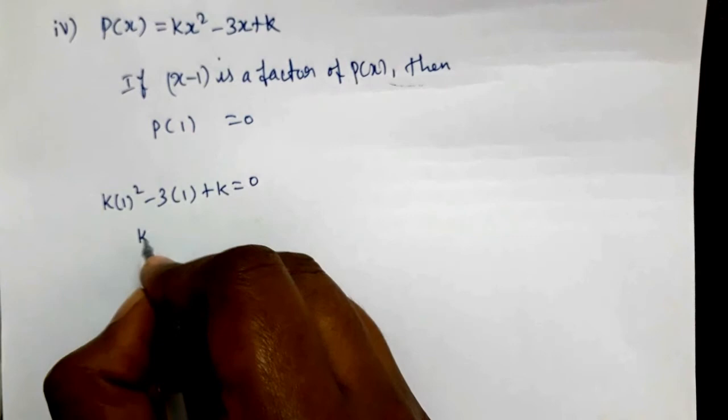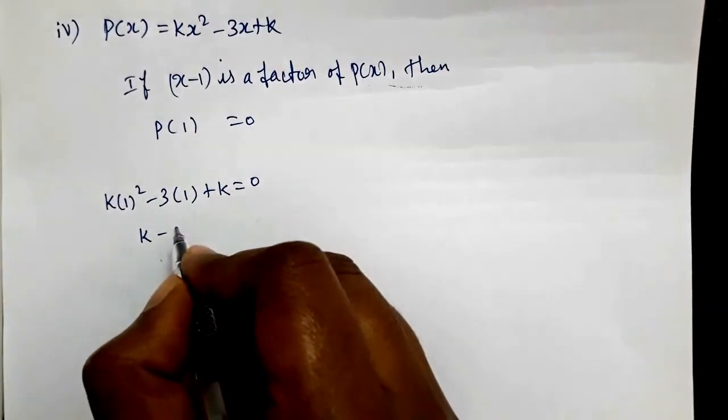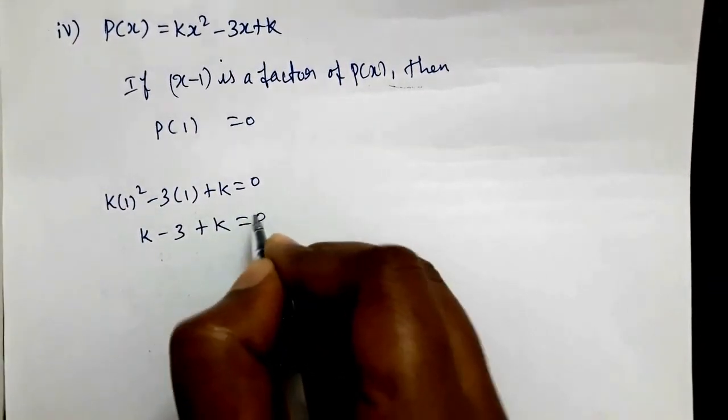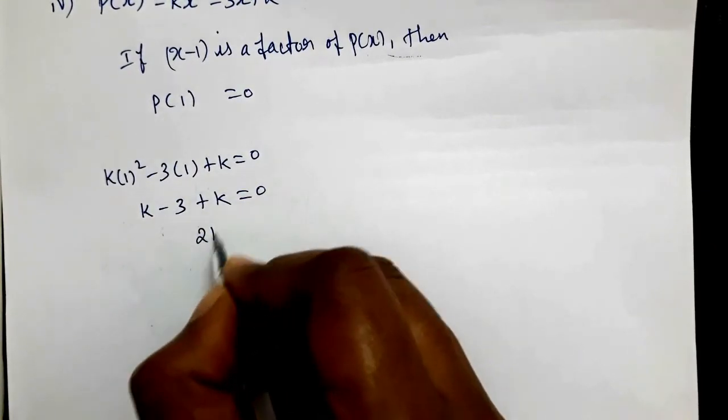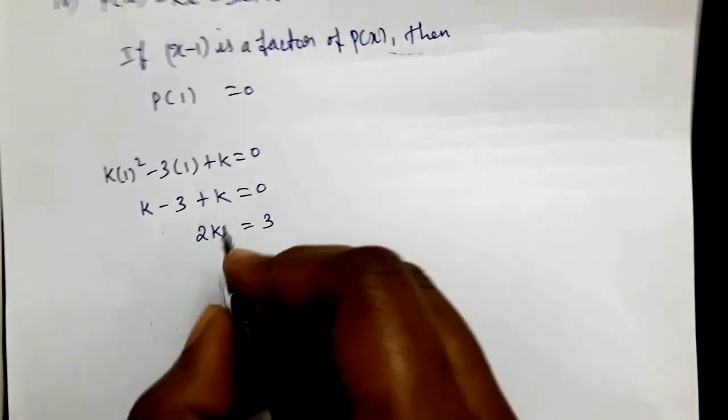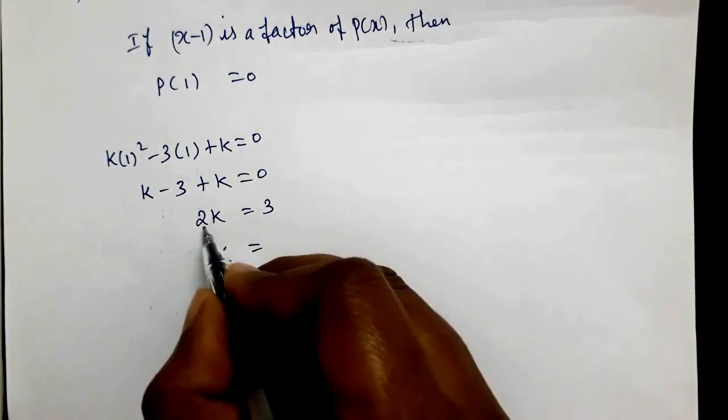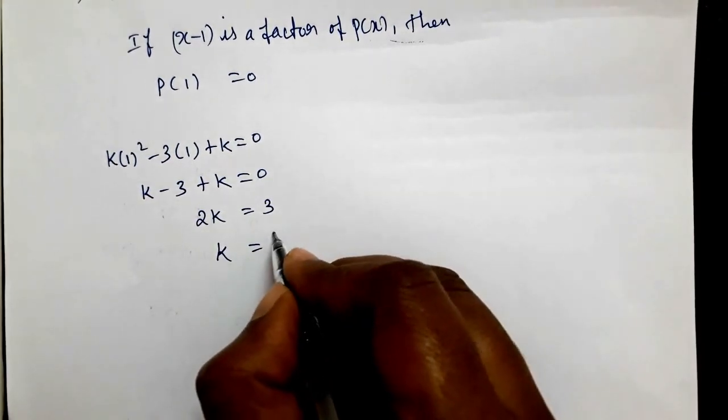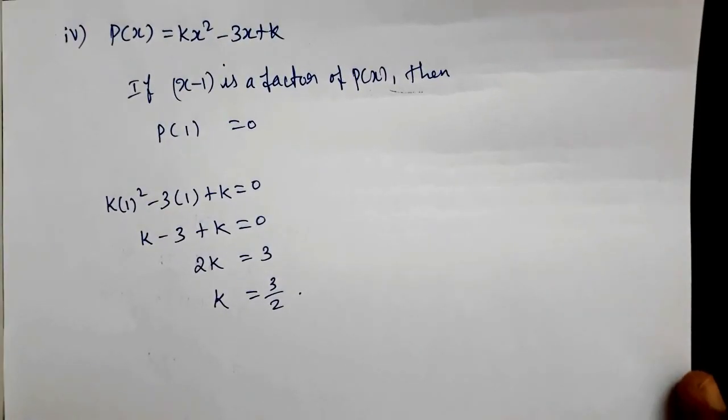Here k of 1 square we will get k, minus 3 into 1 we will get 3, plus k equals 0. Here k plus k 2k. This minus 3 becomes that side, mean plus 3. This product 2 becomes that side, mean divide 2. So k equal to 3 by 2. That's all for the third Roman.